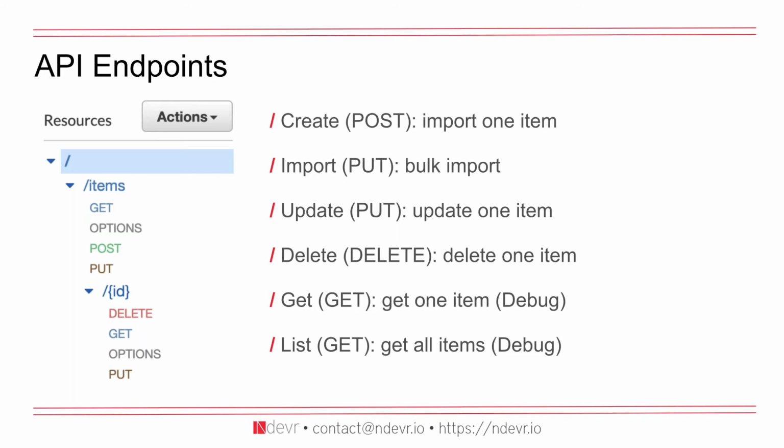Create is importing one per article, per item, and then import runs the bulk import and update. If there's an update, we'll just update the individual item, and if the content gets deleted, it'll call delete to remove it from the DynamoDB. These last 2 were just for debugging purposes, to get a specific item or list all the items. We wanted to see what's in there, but they weren't really used for the import portion.